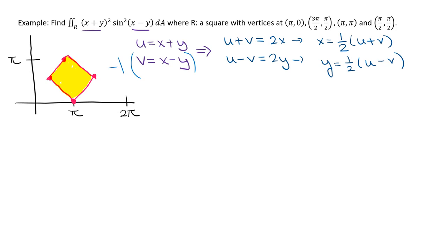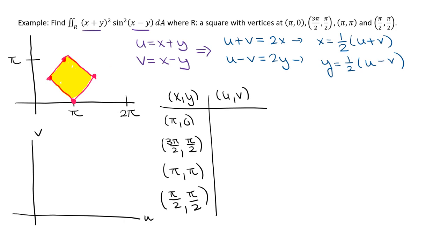Why did I solve for x and y? I did this because I need to compute that Jacobian. All right, before I compute my Jacobian though, let's draw our transform region in the UV plane. So I'm going to take my 4 corner points in the XY plane and I'm going to transform them into the UV plane using my transformation right here.